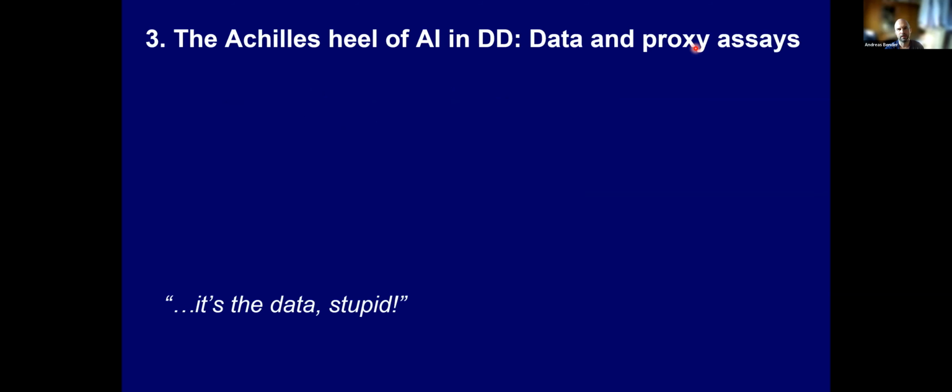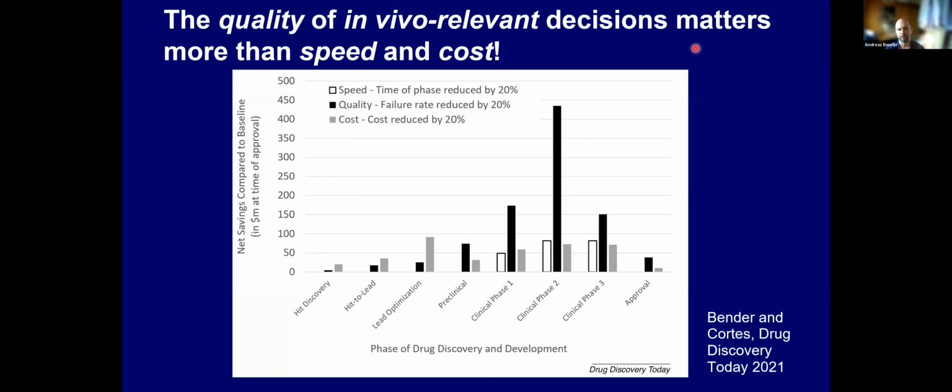So what's the Achilles heel of AI in drug discovery? That's data and proxy assays. And that is key. That's the most important part of the talk. This is one analysis we did in this Drug Discovery Today article. Where can you actually improve drug discovery? What you have here is net savings. So it's basically improvement, because you can map both time and success rates in monetary terms, right? To map that on one axis, it's expressed in dollars here. So the higher, the better.